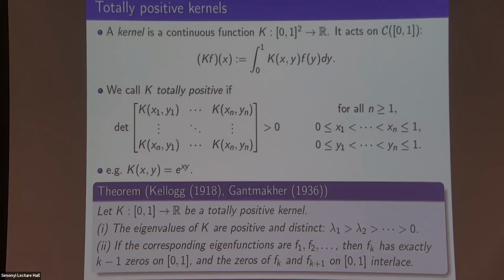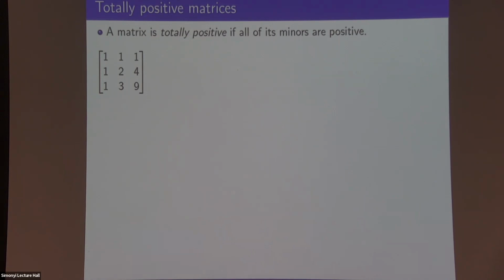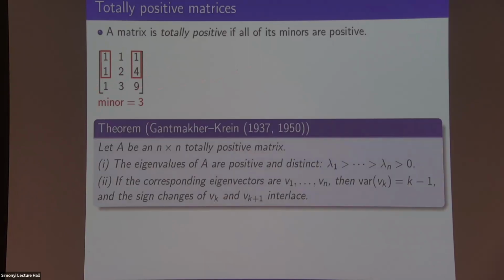After this, Gantmacher saw Kellogg's work, and as I said, he generalized it to the non-symmetric case, and he also, with his advisor Krein, generalized it to matrices. A matrix is called totally positive if all of its minors are positive, so every square submatrix has a positive determinant. Like this minor here is a 2 by 2 minor, which is 3. You can check that this is a totally positive matrix. And Gantmacher and Krein proved the discrete analog of the result on the previous slide.